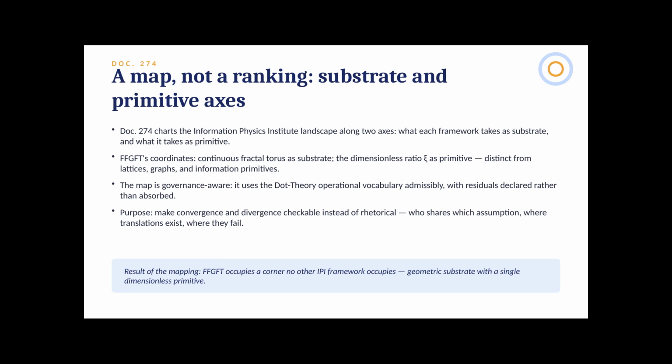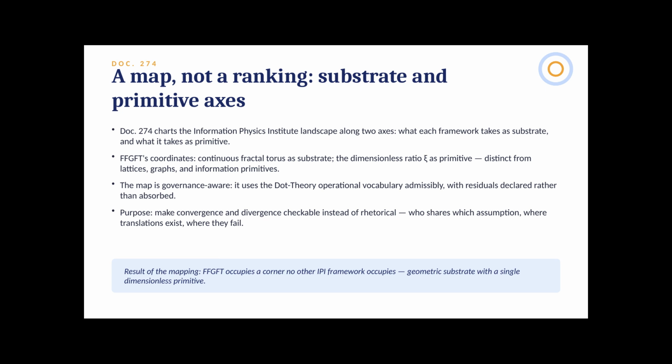Slide 57. Document 274 is deliberately a map, not a leaderboard. It charts the frameworks in the Information Physics Institute along two axes: what each one takes as its substrate, what it's built on, and what it takes as primitive, what it treats as given.